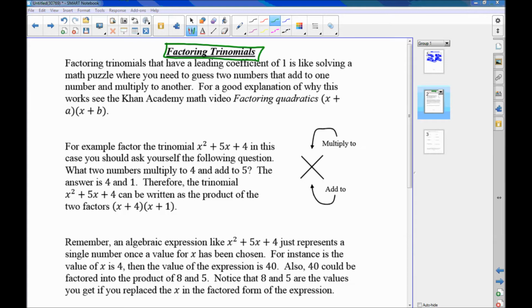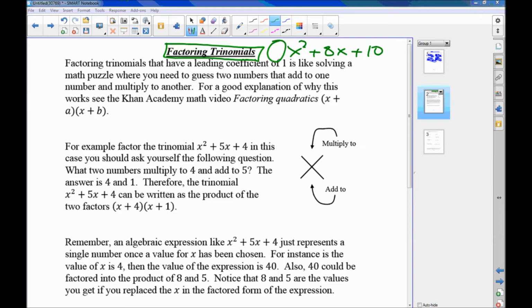So factoring trinomials with a leading coefficient of 1. That means we'd have x squared plus 8x plus maybe 10 or something. Notice there's a 1 for our leading coefficient. We don't write it there. Okay. It's like solving a math puzzle where you need to guess two numbers that add up to one number and multiply to another number.